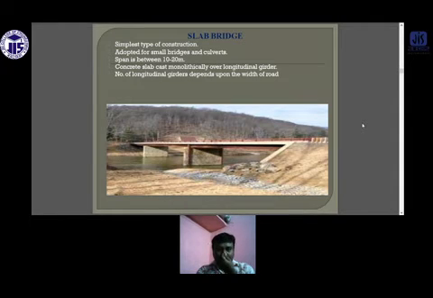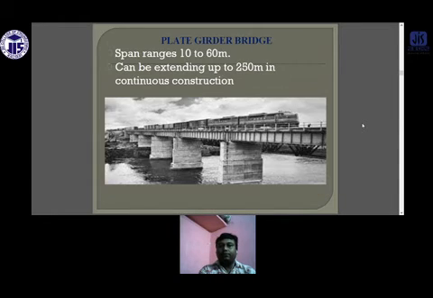This one is the slab bridge. It is the simplest type of construction, adopted for small bridges and culverts. Span is between 10 to 20 meters. A concrete slab is cast monolithically over longitudinal girders, and the number of longitudinal girders depends upon the width of the road.